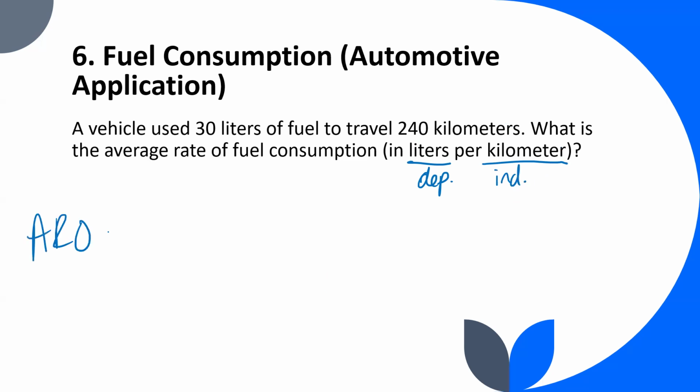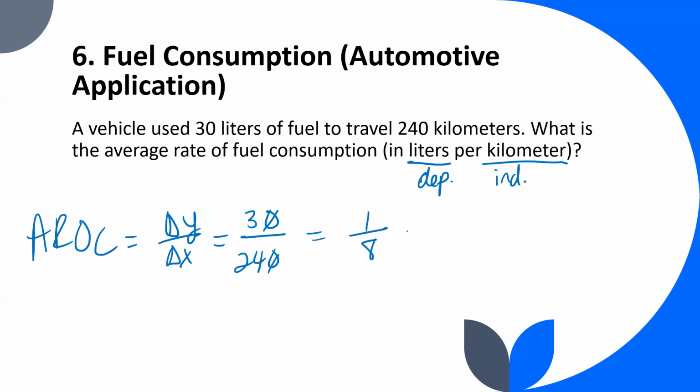So our AROC is delta y over delta x. So our change in our liters, well, we went from 0 to 30. And then our kilometers, our travel, we went from 0 to 240. Is there any real reason for me to include 0 at this point? Nope. I'm going to eliminate these zeros and reduce. That gives me 1/8, which equals what? What do we get?